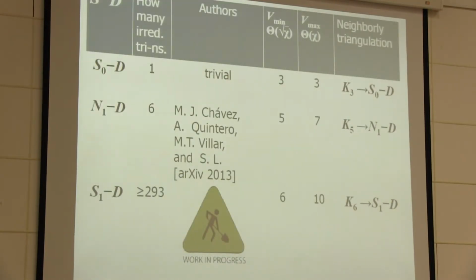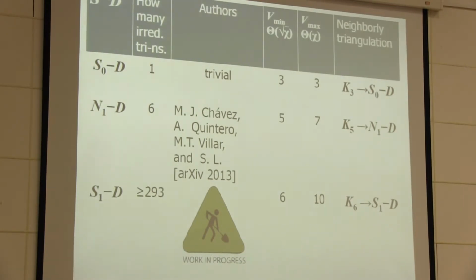And let's see what specifically is known for surfaces with a boundary. Not much is known up to date, but a little is known. The first line shows once-punctured sphere, which is a disk again. And of course, it's a trivial case. There is only one irreducible triangulation of the disk. This is just a single triangle.